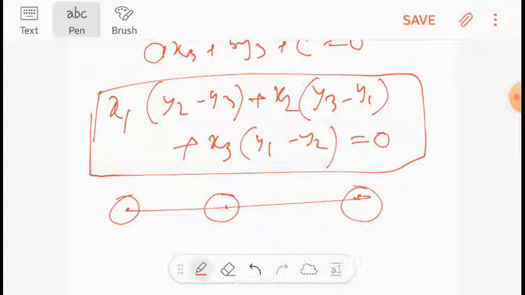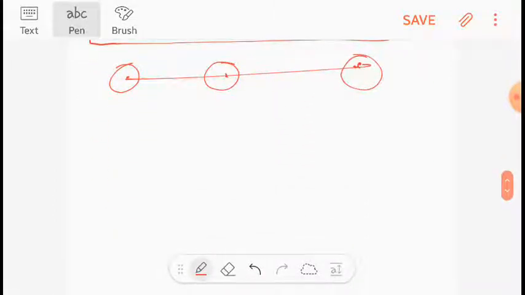Now you need to know the different forms of the equation of a straight line. The general form is ax plus by plus c, you know about it.